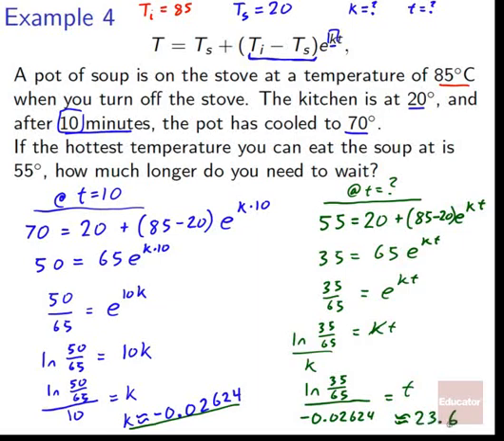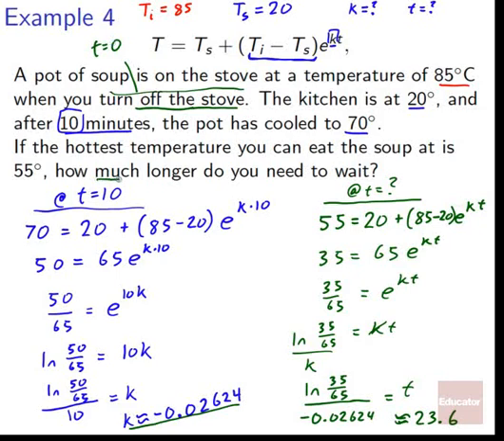That's equal to our time, and that winds up coming out to be approximately 23.6 minutes from the moment that we turn off the stove, because when we turn off the stove, that was our time of t equals 0. So 23.6 minutes from the moment we turn off the stove is going to be the soup at 55 degrees Celsius.